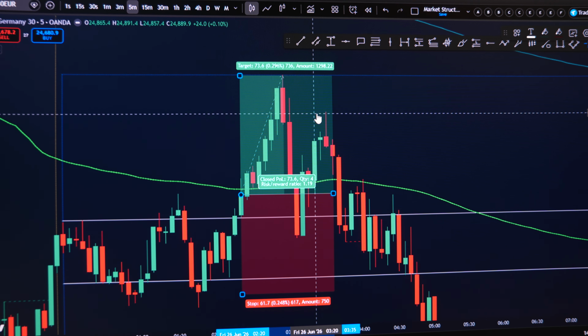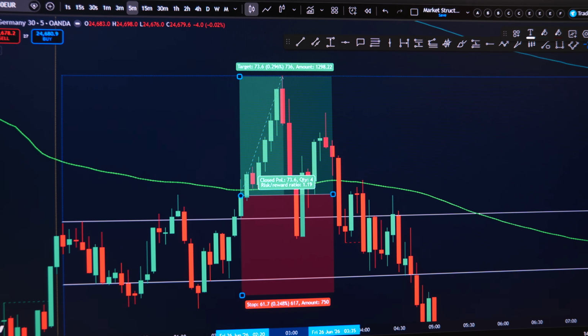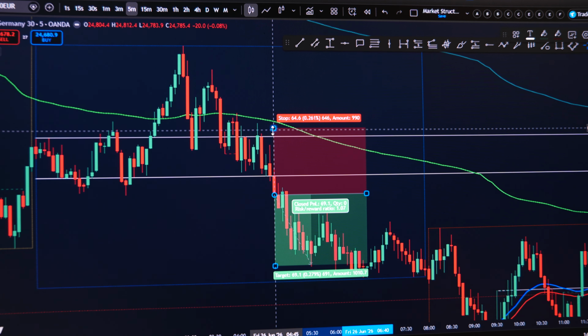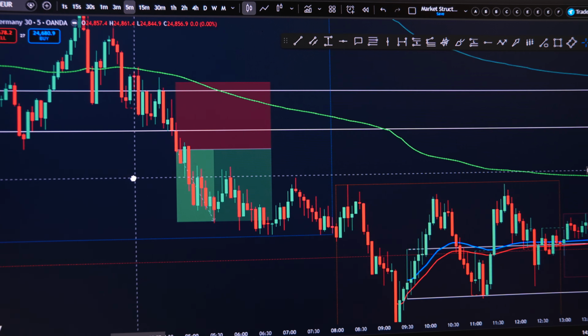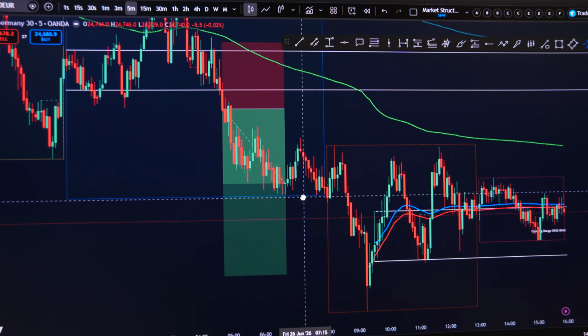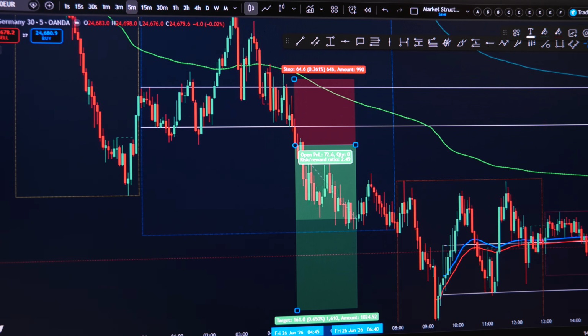But the real move, if you know the higher time frame, if you're going with the higher time frame trend and you know your fundamentals, then this right here would have been your real move. You put your stop right above the top of the ORB, and you could have caught this move here. That's the real move. That's why I say you've got to know the higher time frame trend.